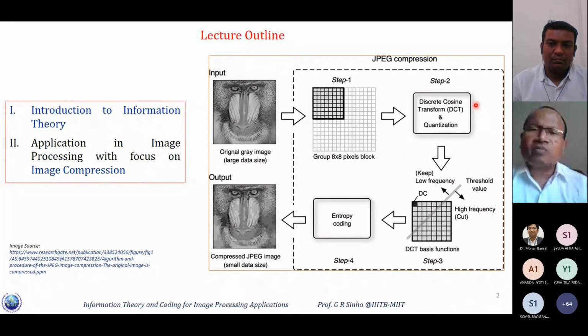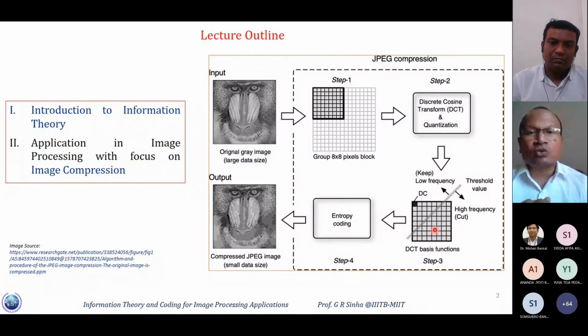Discrete cosine transform or discrete Fourier transform, or any suitable transform you can compute. The transform domain output is subjected to quantization. And then you find out which are the low frequency content, which are the high frequency content, which one you want to choose, which one you can suppress.